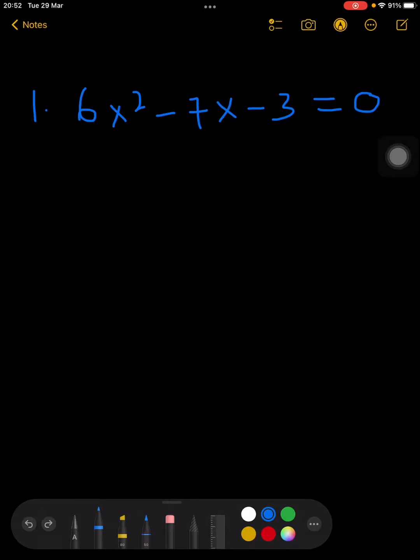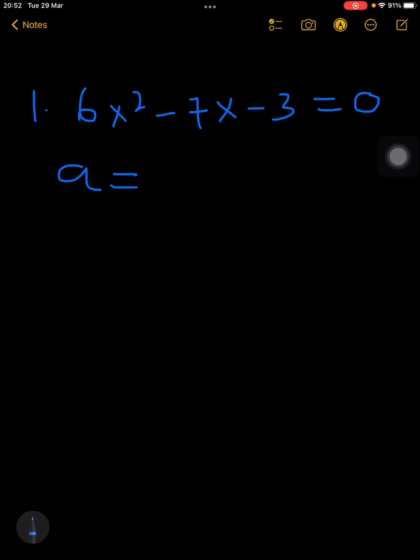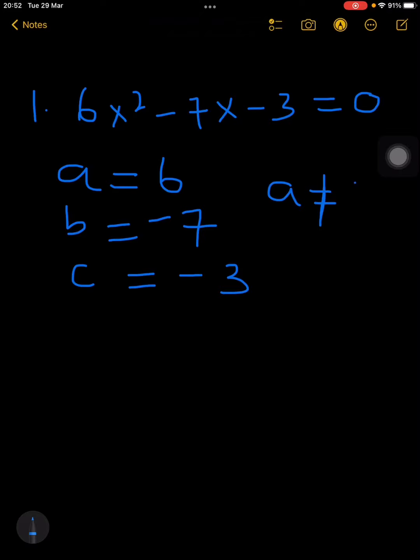And then we had said that a, b and c are already known numbers, and we can even see here that the value of our a is 6, the value of our b is negative 7. Please don't forget the negative sign. And the value for c is negative 3. A cannot be equal to 0, otherwise this will not be a quadratic equation. And then x is our unknown, and this is the one that we are going to solve for.